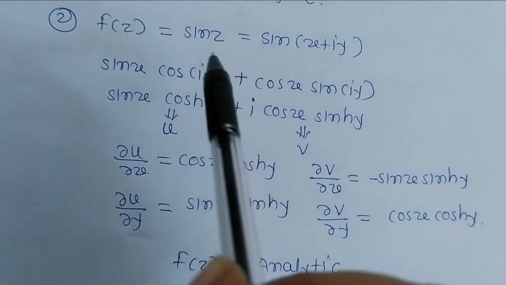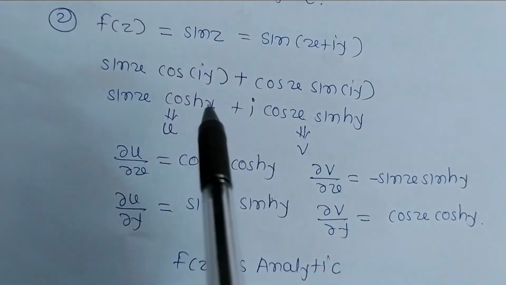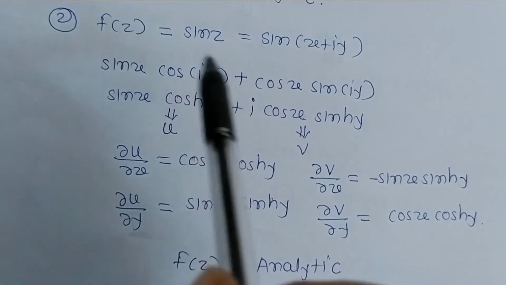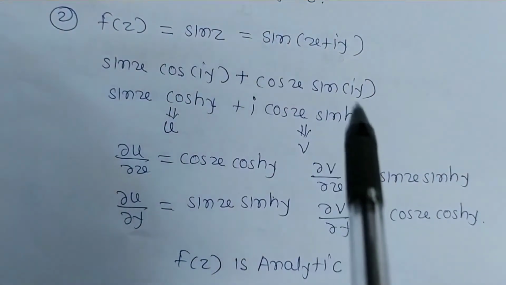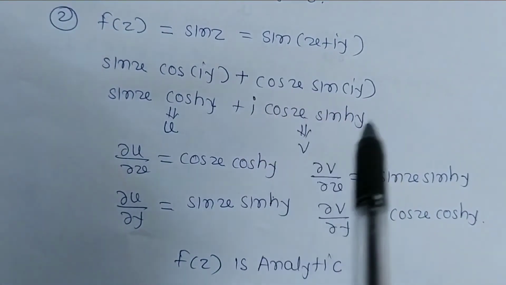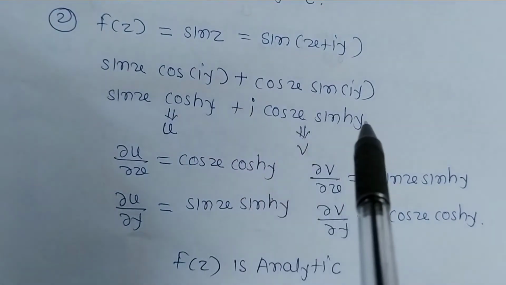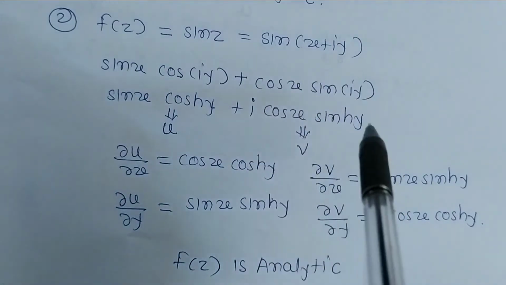What is the value of cos iy? Cos iy is cosh y. Okay. We know that cos iy is cosh y and sin iy is i into sinh y. So sin x cosh y plus i cos x sinh y. Here this term is u and this term is v.